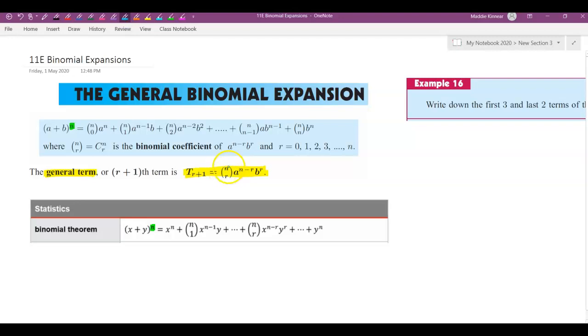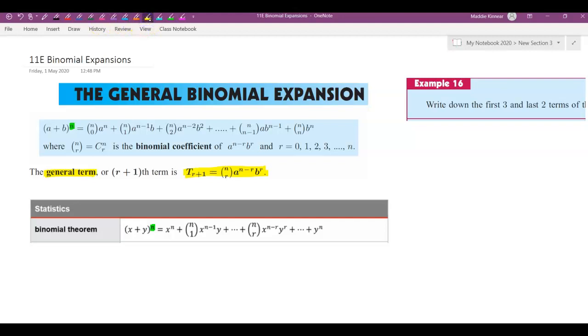The n is always the power that is on your binomial expansion. The r is representing sort of which term you're looking at, but remember, if you're looking at term 3, then your r value will be 2, because it's r plus 1 is how we work this out. So term 3 is 2 plus 1, so r is 2 in this case. And your a and b values are found by whatever your binomial expansion is.